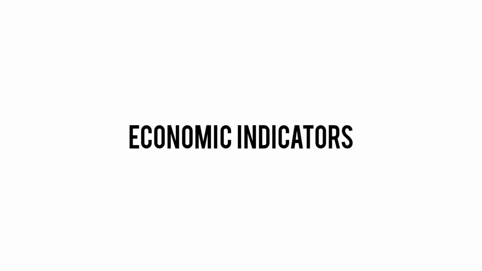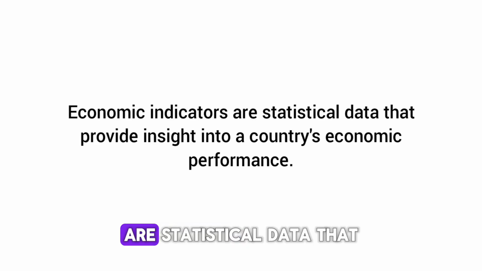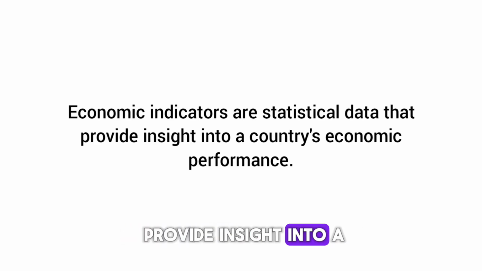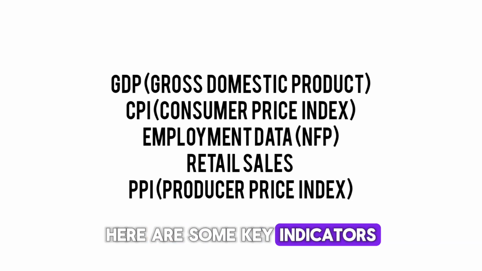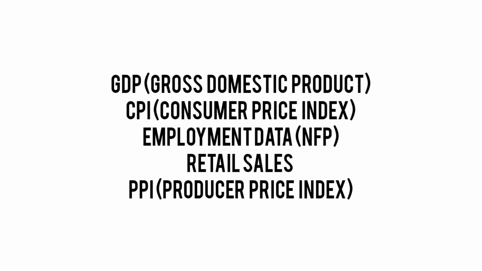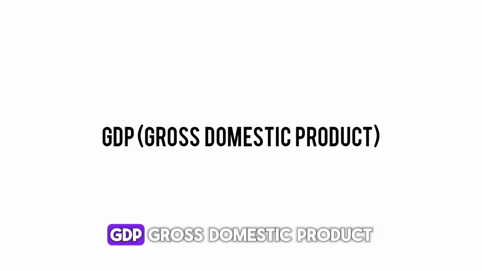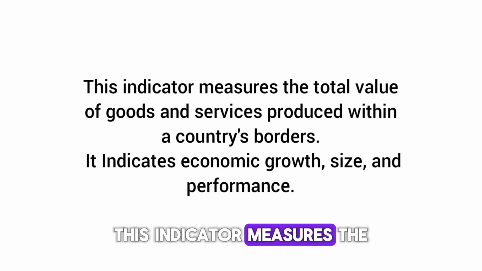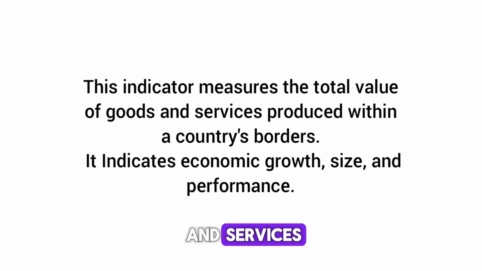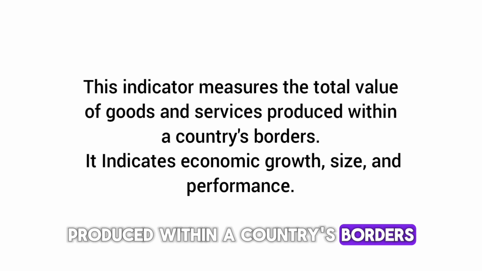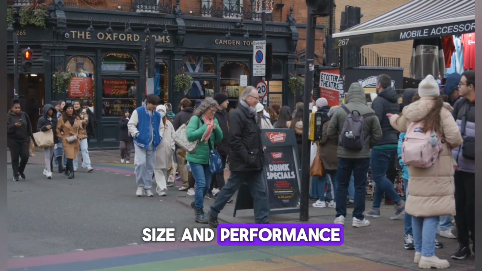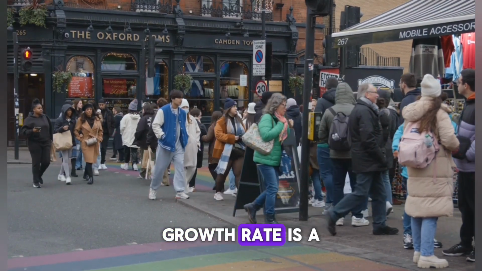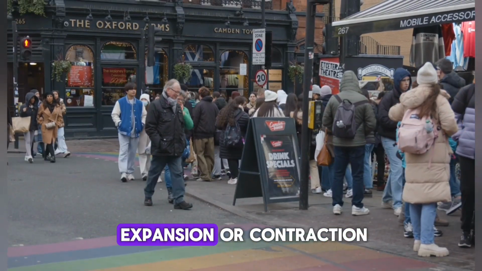Economic indicators. Economic indicators are statistical data that provide insight into a country's economic performance. Here are some key indicators. GDP, Gross Domestic Product. This indicator measures the total value of goods and services produced within a country's borders. It indicates economic growth, size, and performance. GDP growth rate is a key indicator of economic expansion or contraction.